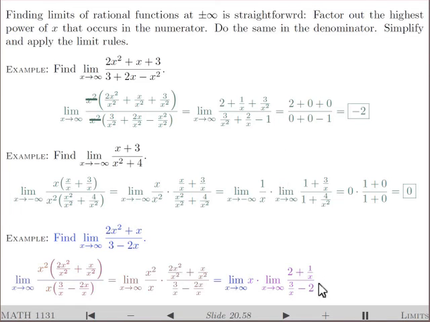Again, in the second factor, each term is either a constant or reciprocal of a positive power of x. So the limits are all just ordinary numbers. In the first factor, though, I have a positive power of x and I have to look at its limit. Its limit, the factor is x, its limit as x goes to infinity is infinity.